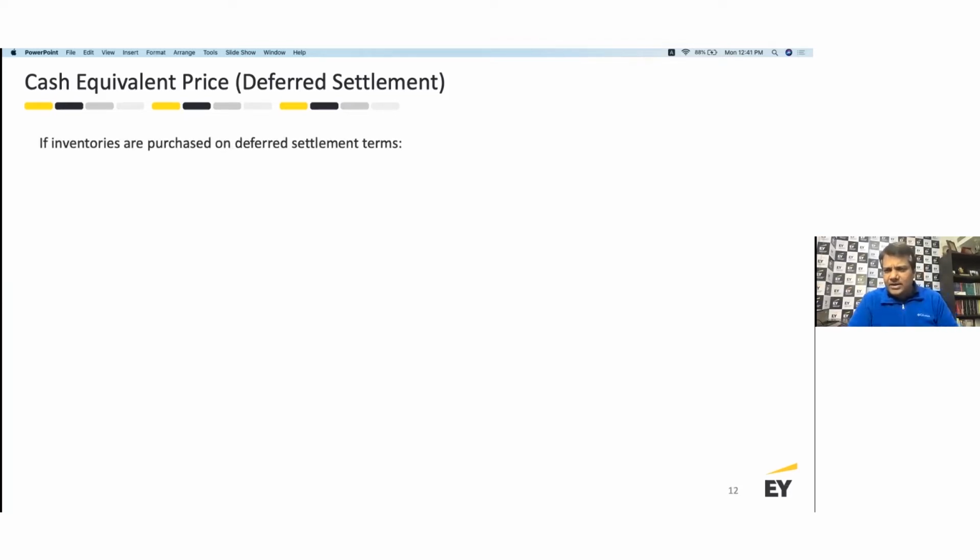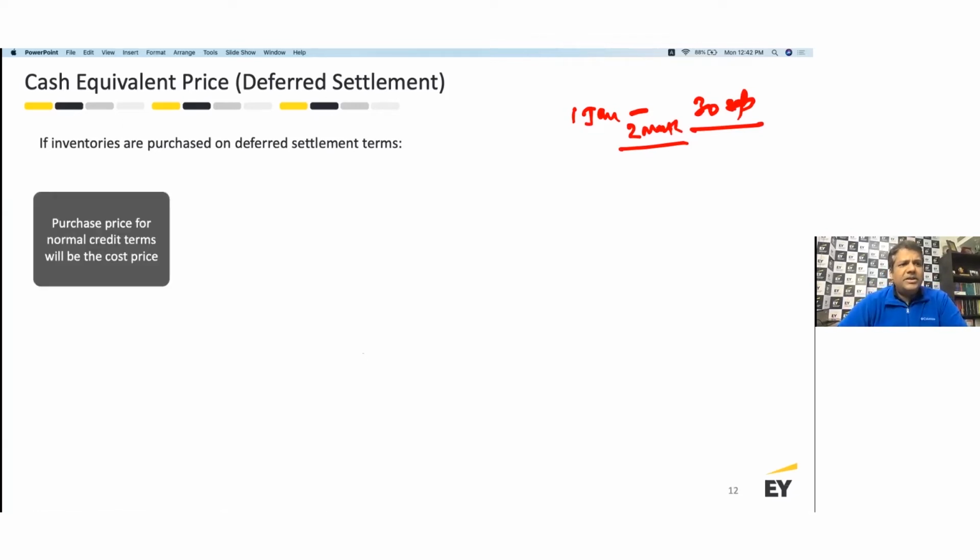All right, so let's look at it. Again, we try and understand the concept, and we'll pick it up with a few examples. So if inventories are purchased on deferred settlement terms, I hope you understood, right? That means I purchase this today, let's say 1st of January, and I'm going to settle it after 30th September, whereas the normal credit period is 2 months. So you've got a 9-month credit period, which is a significant deferred credit period.